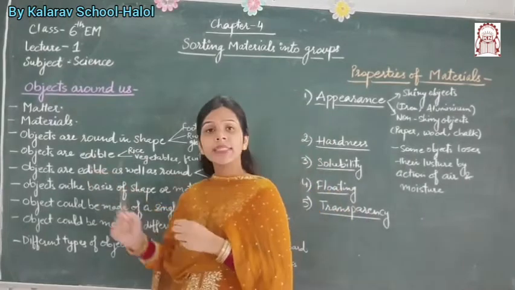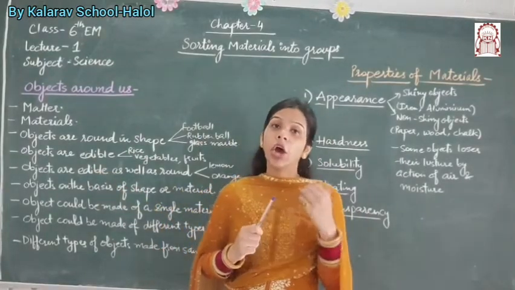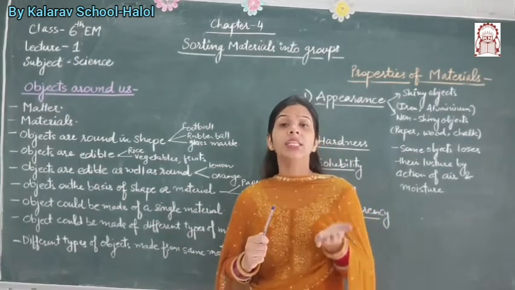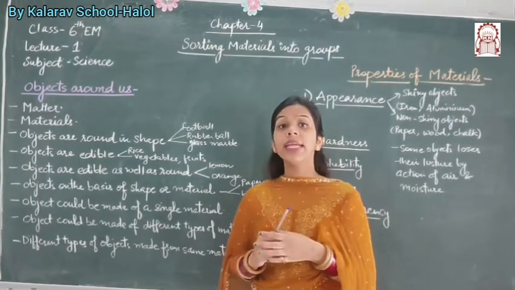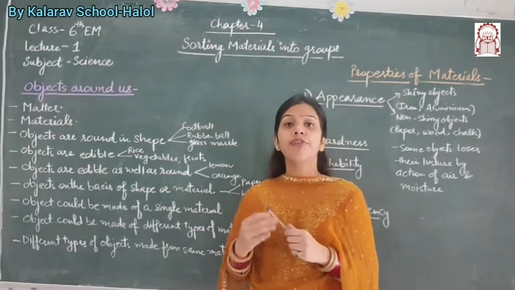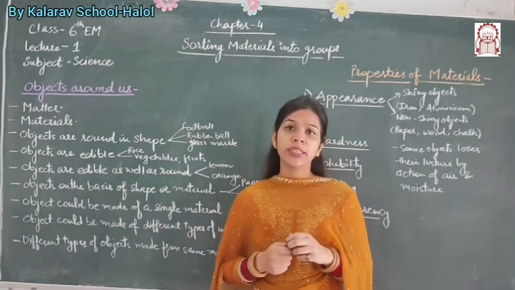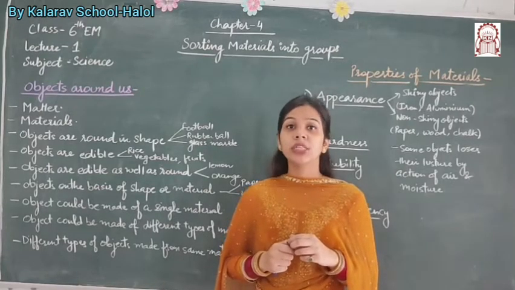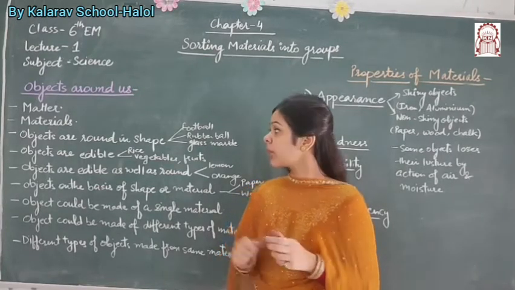Second, the objects that are edible. There are a number of objects that are edible, which means the objects which we can eat, such as rice, vegetables, fruits. These are the objects which can be eaten by us. So, objects are also edible in nature.